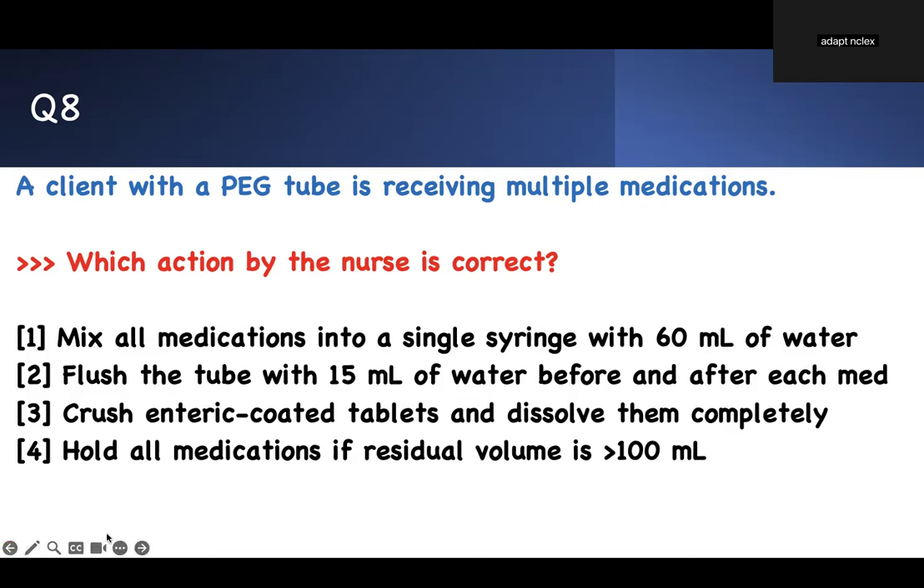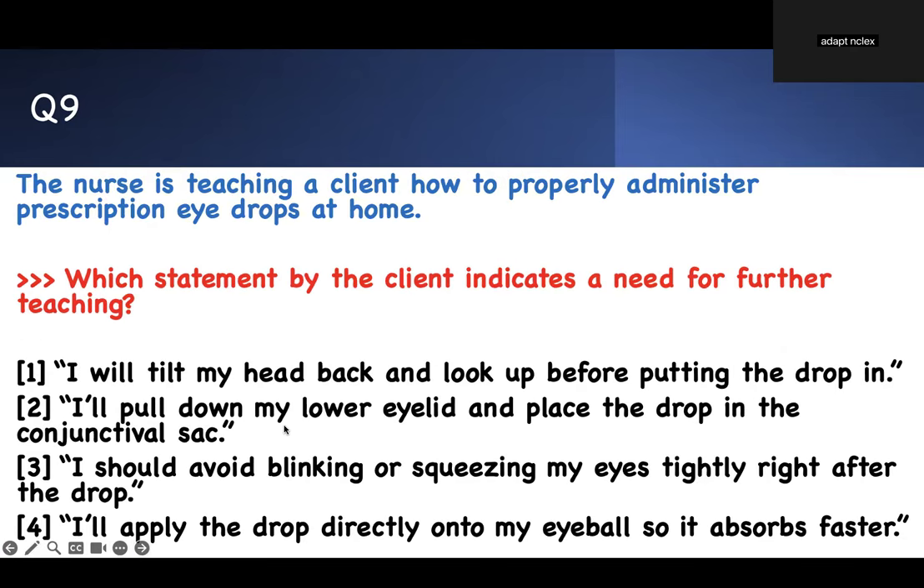Right answer, number 2. And this is teaching a client how to properly administer prescription ear drops. I took a couple of medication routes that I think is likely where most people are not familiar with: ear drops and eye drops. So we have eye drops at home. Which statement by the client indicates a need for further teaching? That means we have to provide some further teaching. So how do you administer this medication and what is the proper way to do it?